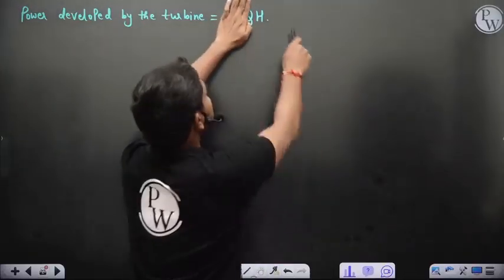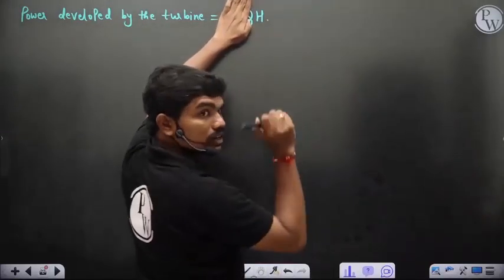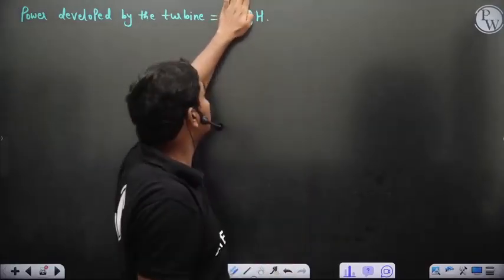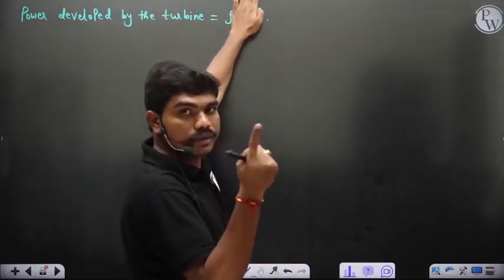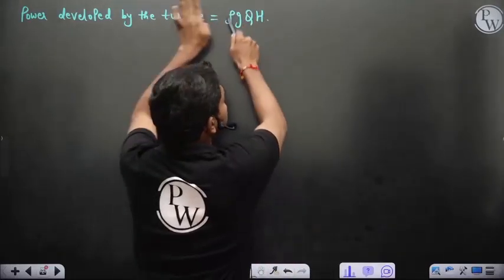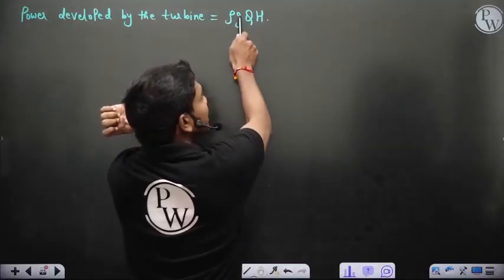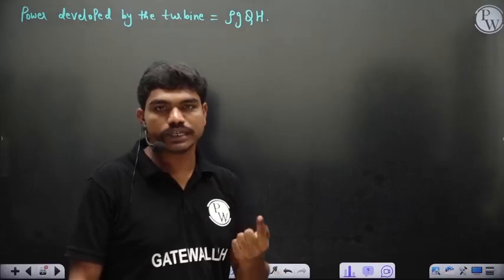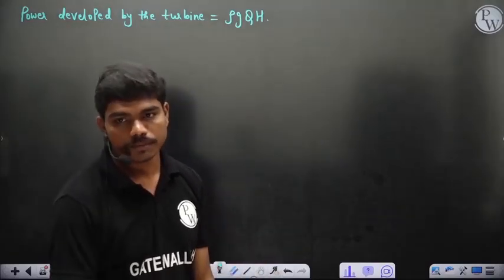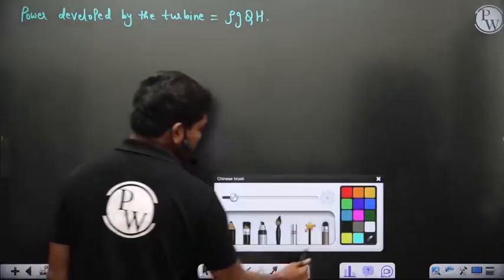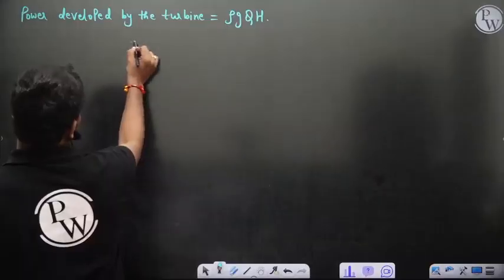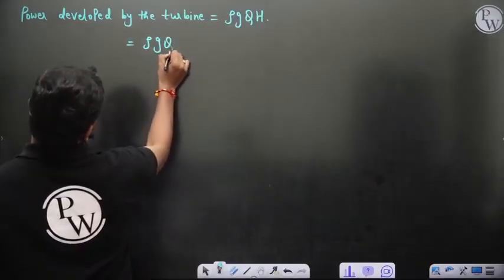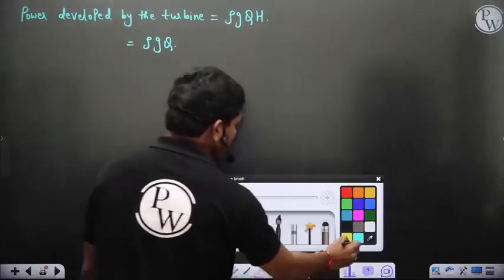Correct? This is the head delivered, means head is nothing but power delivered for 1 unit weight of the fluid. So if you want the total power developed by the turbine, you have to multiply this head with the weight of the fluid. So rho into Q gives mass flow rate into g, that is power. Okay, energy per unit time. So rho g Q H. Now let us see. Rho g Q is fine actually here.